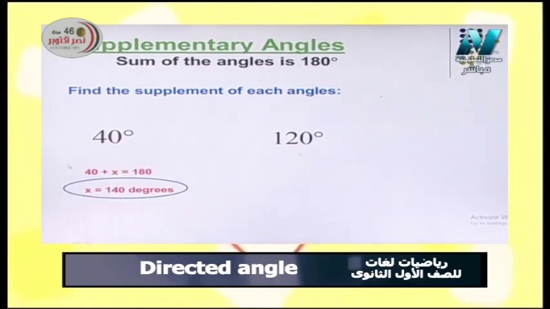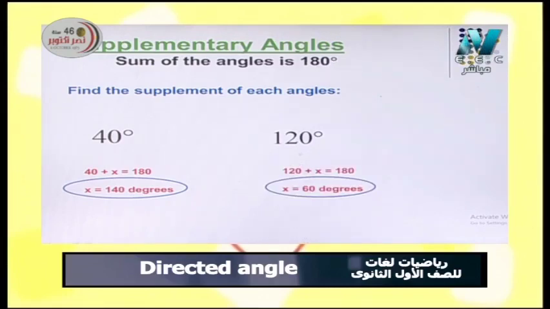So we have 40 plus x equals 180, so x equals 140 degrees. And 120 plus x equals 180, so x equals 60 degrees.